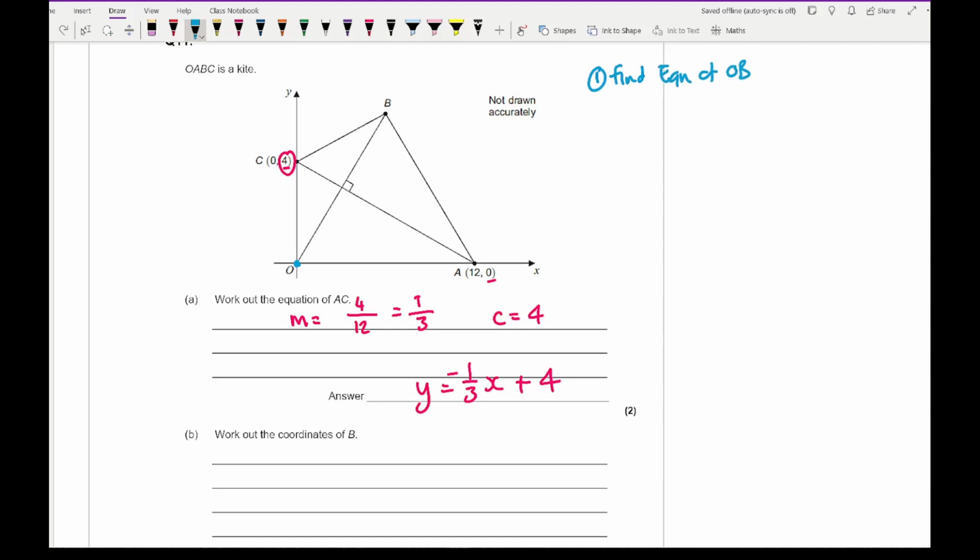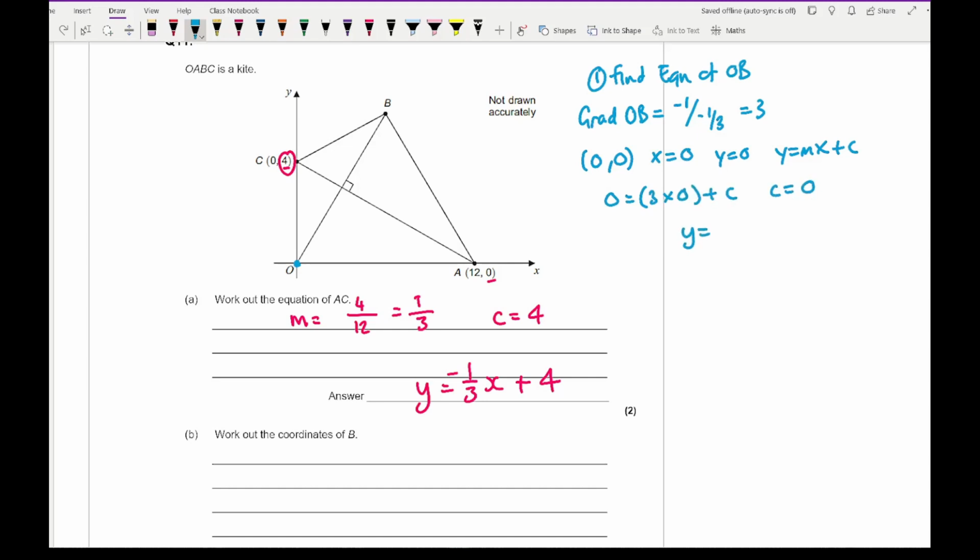So we know that OB is perpendicular to the line AC, so therefore the gradient of OB is going to be -1 over the gradient of AC, which I've previously worked out is a third, so that equals -3. Then because we know OB goes through the origin, the coordinate is 0, 0. So x equals 0, y equals 0. So then using y equals mx plus c, we get 0 equals -3 times 0 plus c. So c equals 0. So the equation of OB is y equals -3x.